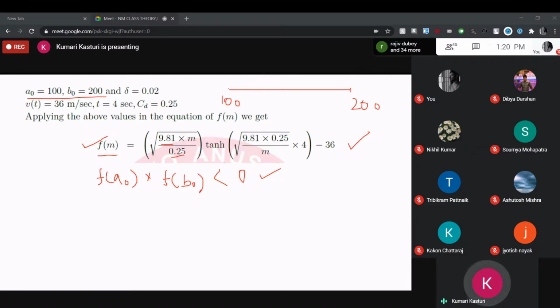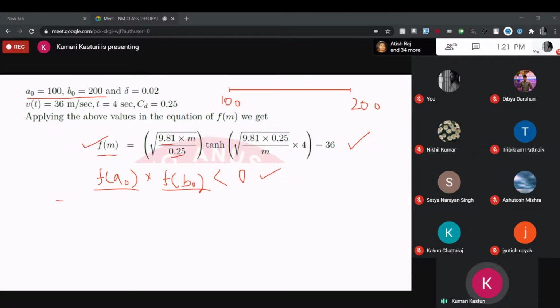Is that okay? This is the algorithm you have written. You can also refer to your algorithm, which we have already written for regula falsi. Just write down the steps, then calculate the values. First, you have to calculate whether f of a0 into f of b0 is less than 0 or not. Here it is less than 0. That confirms that for the initial values given to you, 100 and 200, your solution is present in between, right?